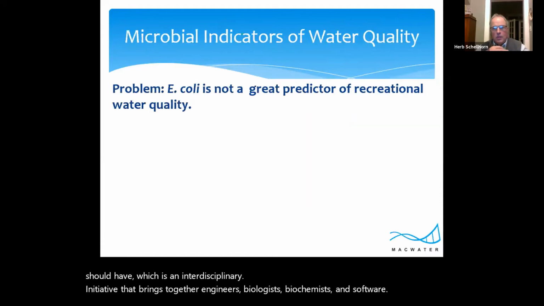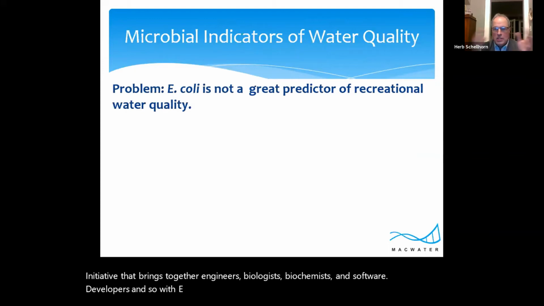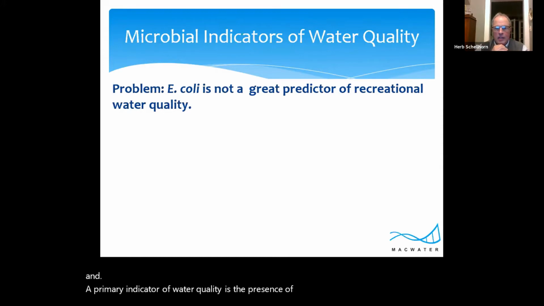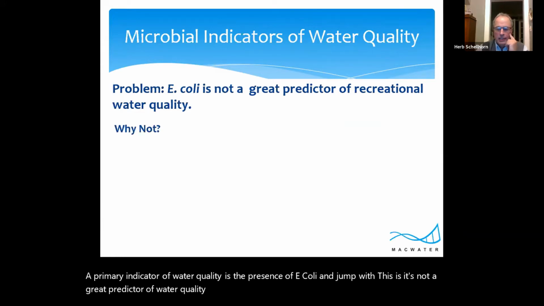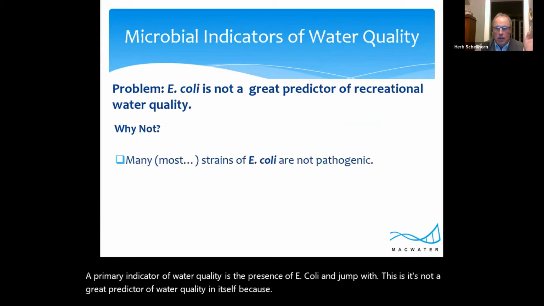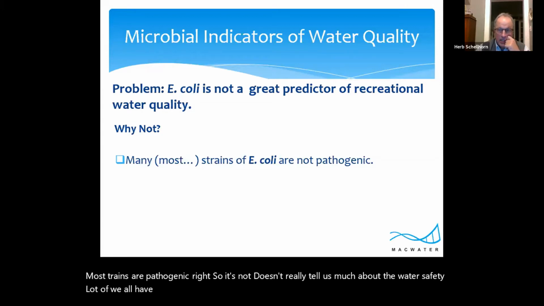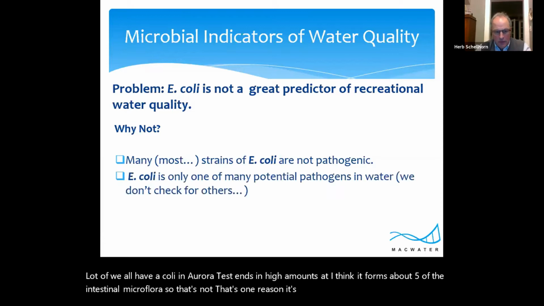developers. So with water quality, we're always interested in how good is the water. And a primary indicator of water quality is the presence of E. coli. And the trouble with this is it's not a great predictor of water quality in itself because most strains aren't pathogenic, right? So it doesn't really tell us much about the water safety. We all have E. coli in our intestines in high amounts. I think it forms about 5% of the intestinal microflora. So that's one reason it's not a good measure.